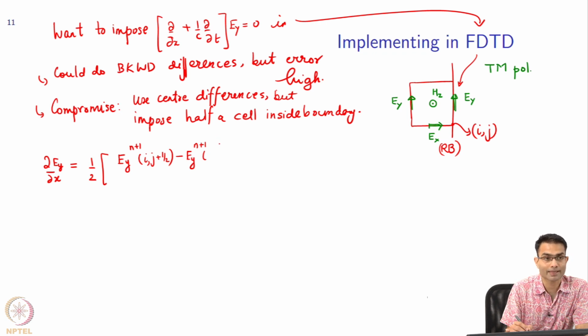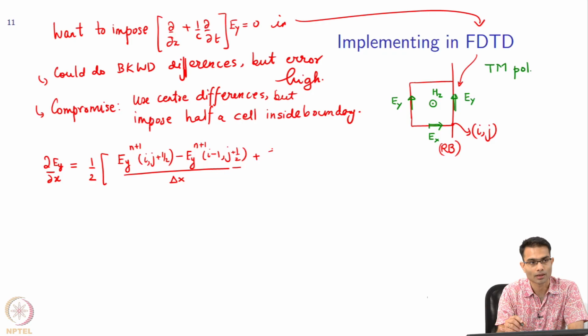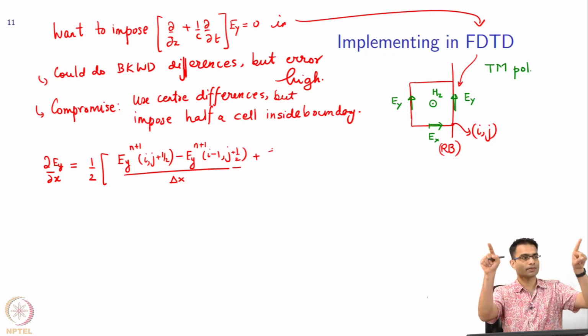This is dEy by dx, so it should be a finite difference in x. It cannot be i plus 1, there is nothing, i plus 1 does not exist. So i minus 1, j plus half, that does not change, divided by delta x. This was at time instance n plus 1, so this is a center difference. I am taking the difference between i and i minus 1, so this approximation is correct at i minus half.